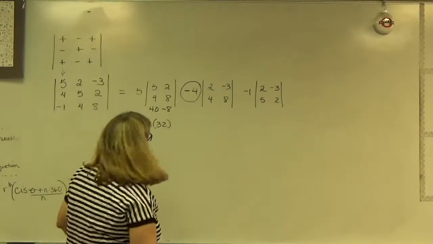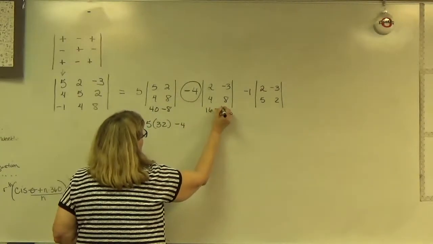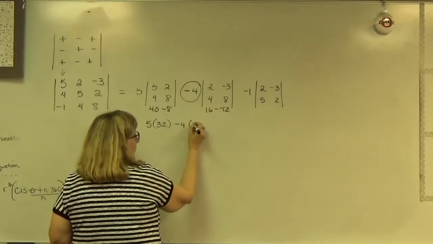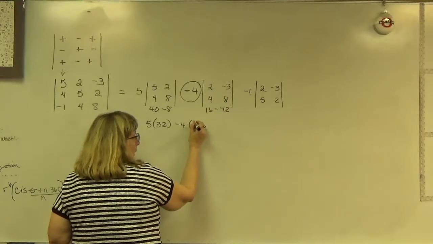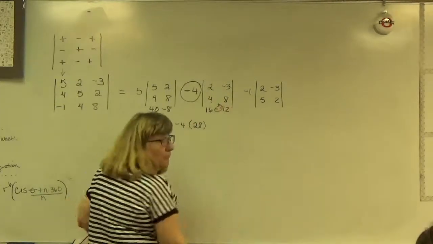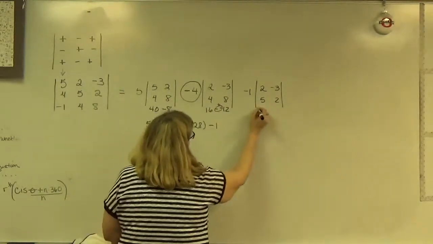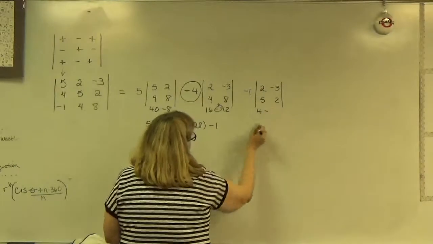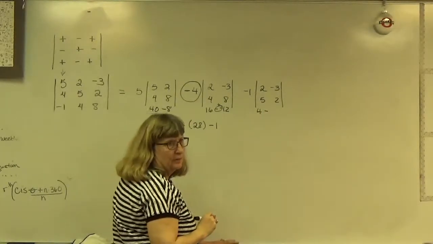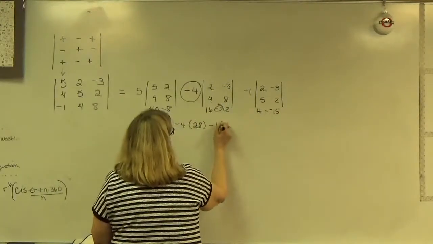Moving to the next one, Marilyn, what will you have? 16 minus -4. So what's that going to give us? 28. Okay, what about the last one, Robin? 4 minus -8. Try that again. 5 times 3, -15.